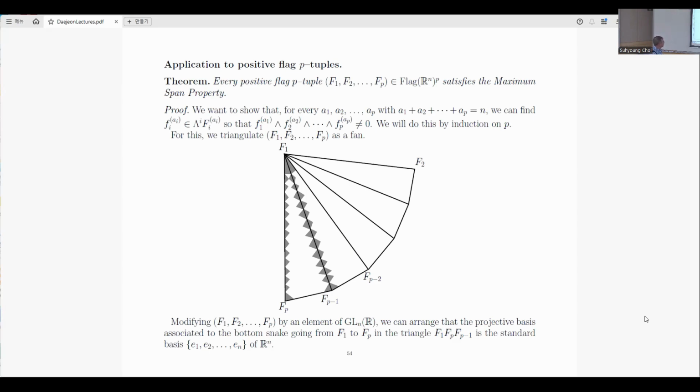And so we do this by induction. And for that, we need to triangulate the list F1, F2, F3, up to Fp, and we're going to triangulate it as a fan. So it looks like this picture here.